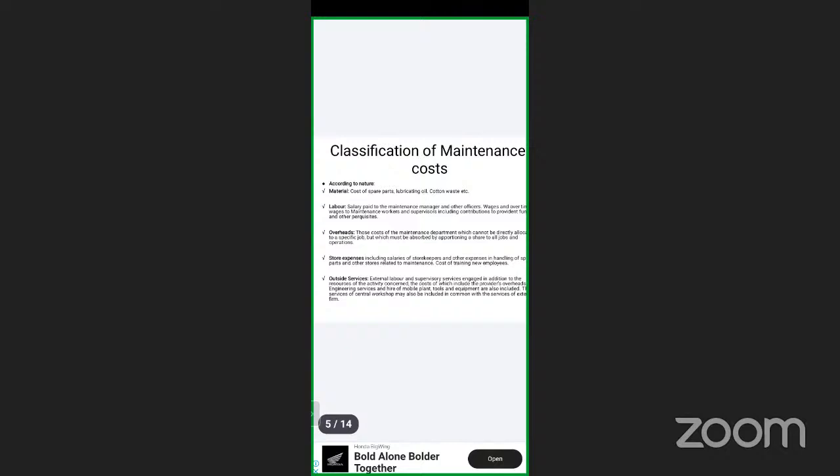Here material cost is the spare parts which are required, oil which is required, lubricating oil, cotton waste, and everything that comes under material cost. Labor cost: you need to employ some people, right? You have to pay them wages, you have to pay them overtime, and you need to train the maintenance workers also. So all these costs come under labor cost. You need material, that is material cost. You need to employ labor, and for them you are incurring some cost.